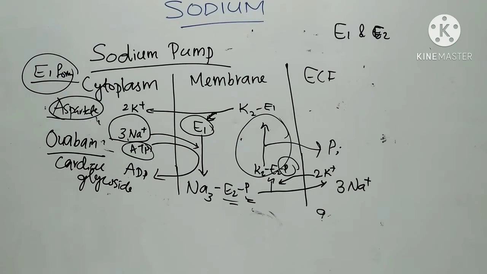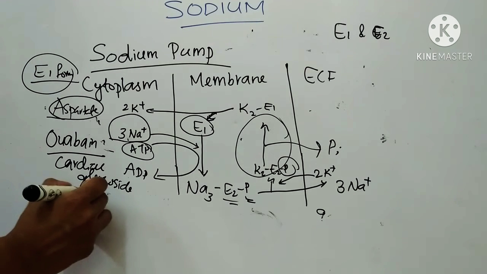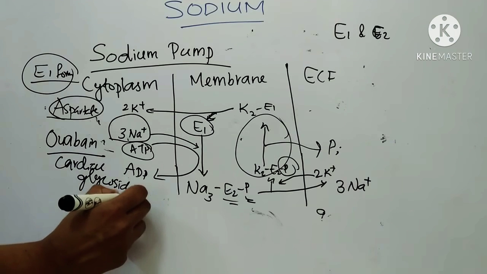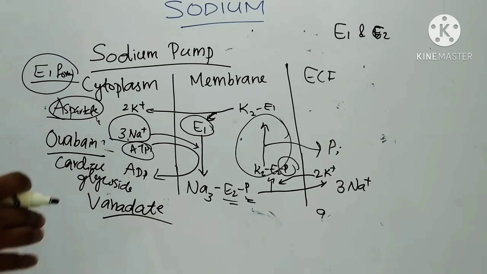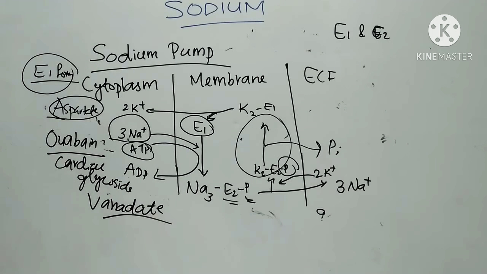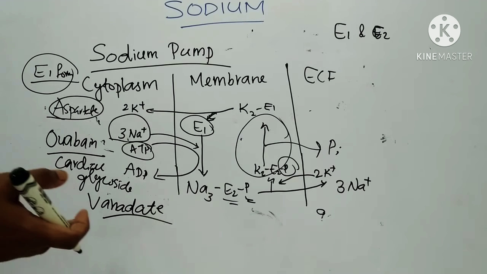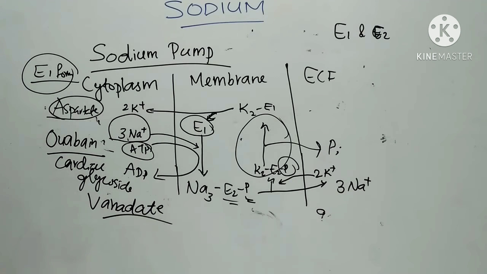Next inhibitor is vanadate. This inhibits the pump when present inside the cell. When present inside the cell, this vanadate inhibits the sodium potassium pump.